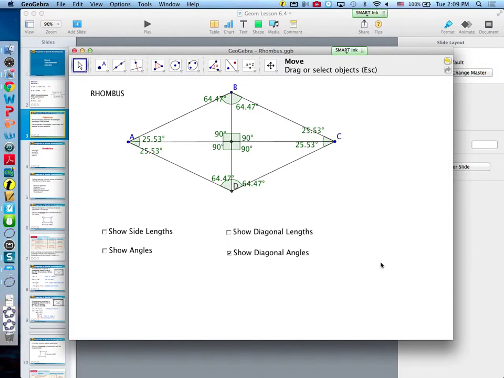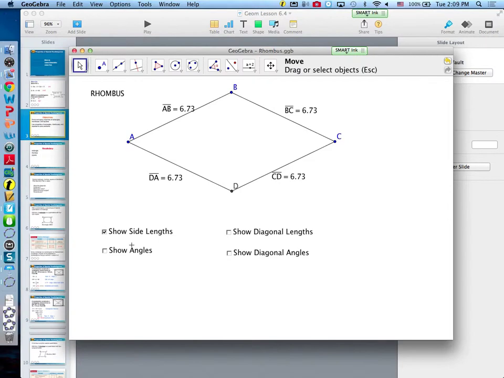Side lengths. How about the outside side lengths? Okay, let me show you what those are on mine. The edges, they're all the same on a rhombus. That's the definition that we'll have. On a rhombus, all the sides are the same. And the angles are just like a parallelogram. Opposite ones congruent and consecutive ones supplementary.